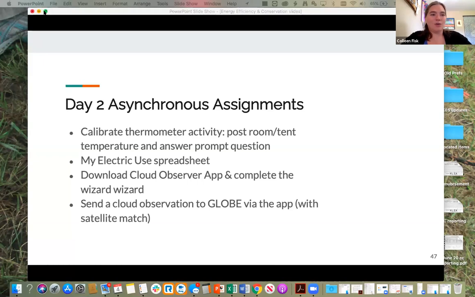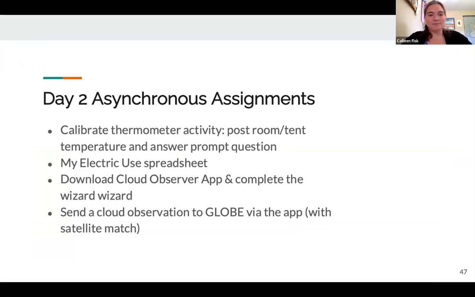Okay. So day 2, asynchronous assignments. These are the things that we want you to complete this afternoon if you have not already done them. So the calibrate thermometer activity, if you didn't do that this morning: measure, calibrate it, post whatever your room or tent temperature is, and answer that prompt question. Do this electric use spreadsheet, which I just showed you. Download the Cloud Observer app and complete the Cloud Observer wizard. And then send a cloud observation to Globe via the app with the satellite match. So those are the things that we're asking you to do this afternoon.